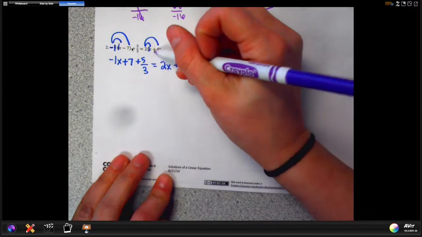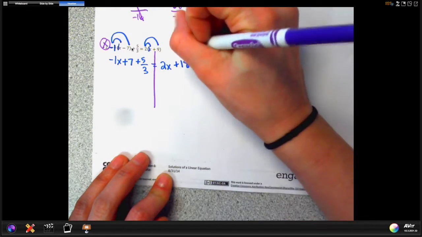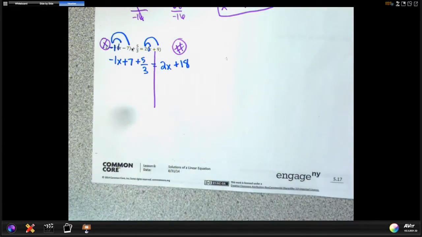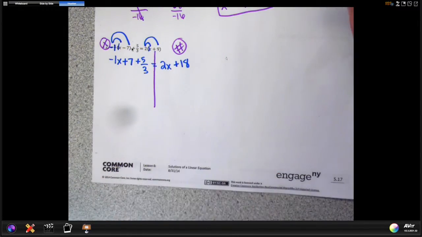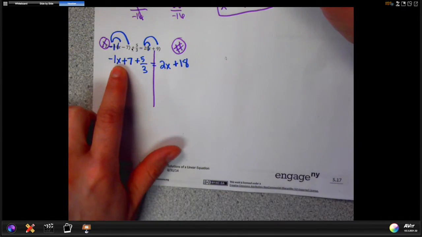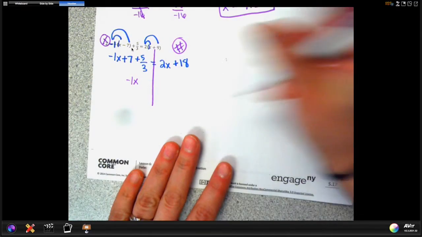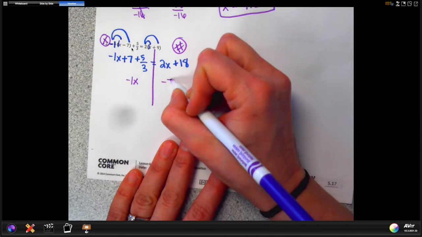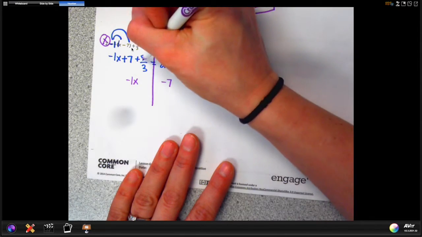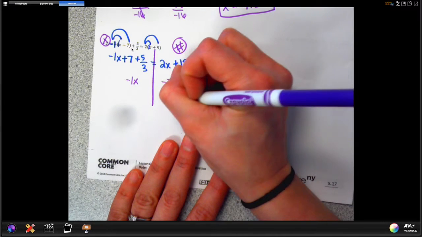So I'm going to divide this up. I'm going to make my left side x's, my right side numbers, and I'm going to put everything in their category. Remember, the rule is if you cross that center line, you have to change the sign. You have to make it opposite. So -1x stays on this side, so we'll keep it -1x. 7 is a number, so we have to cross the line and make that -7. 5/3 is also a number, so we're going to cross the line and make that -5/3 over here.